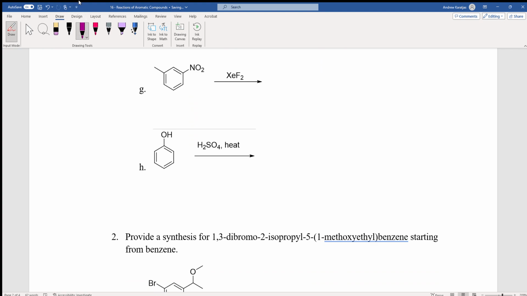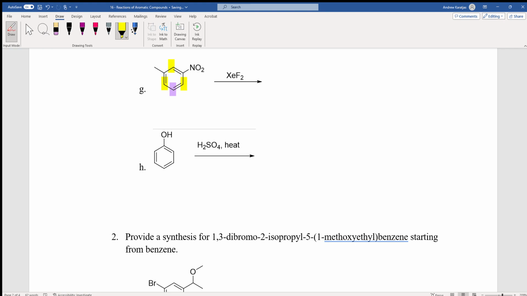Part G, we have a fluorination reaction. This one's a little more complicated though, because the nitro group is a meta director. Only one of the meta positions is available, which I've highlighted in purple. The methyl group is an ortho-para director, which would be the three positions that I've highlighted in yellow.